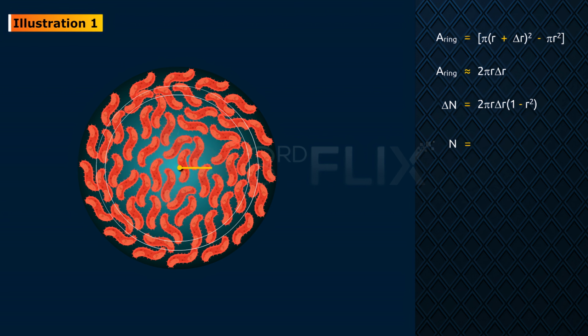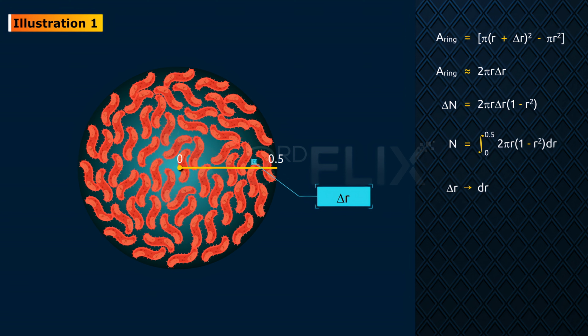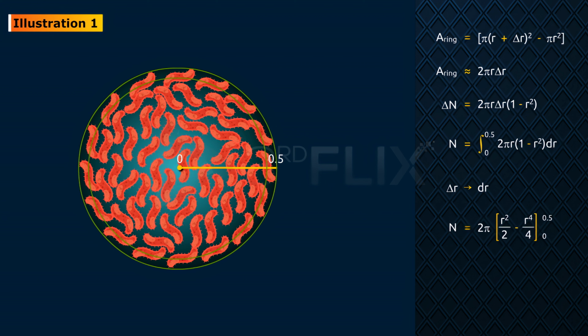To get the total number of bacteria in the colony, we integrate over all rings from r = 0 to r = 0.5, and the thickness Δr becomes dr. On integrating the above function, we get n = 2π[r²/2 - r⁴/4] from 0 to 0.5. On substituting the limits in the above equation, we get n approximately equals 0.22π million per square centimeters.